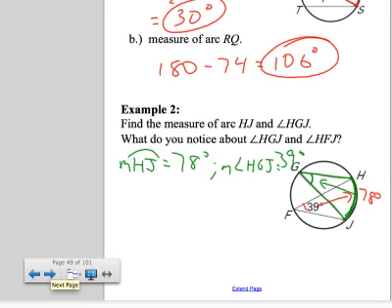The thing that you notice is that they're the same. They're both 39 degrees. And it should make sense because if you look at the two angles, they both intercept the same arc. They both intercept arc HJ.